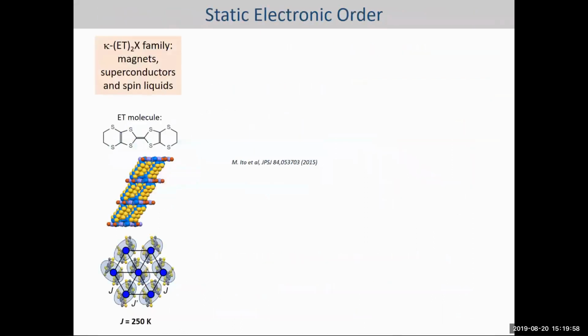Okay, and so that's spin diffusion in a couple of cases. One is also interested in molecular systems in probing static electronic order. A particularly interesting system is the kappa-ET family, because it has all sorts of different properties. We have magnets, superconductors, and spin liquids within this family. All you have to do is change this X component. It's based on this ET molecule, which forms layers, and then the anions sit in layers to separate these. So, for example, in the spin liquid case, you have a triangular lattice spin liquid.